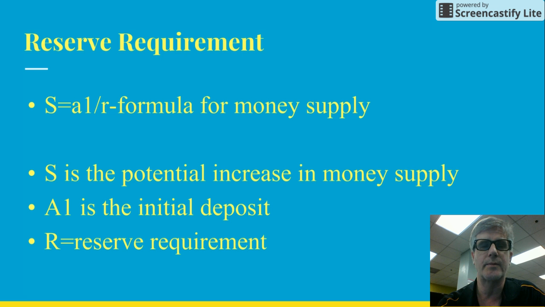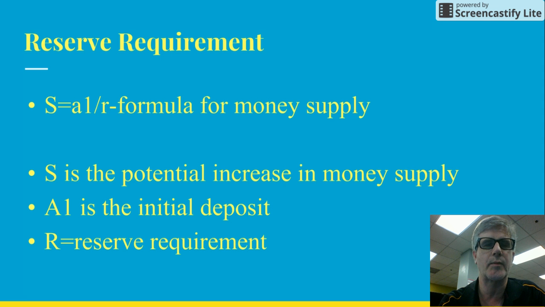A1 is the initial deposit, and that's actually the amount that the government borrows. We can find that or we can calculate it. And R is the reserve requirement, which we can get on the Federal Reserve website. The money supply number that we want to use is always M2, not M1. If we increase M2 by a certain percent, then GDP will go up by a certain percent.